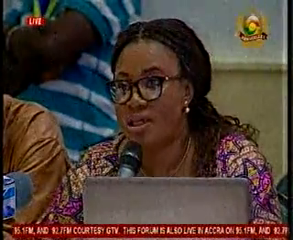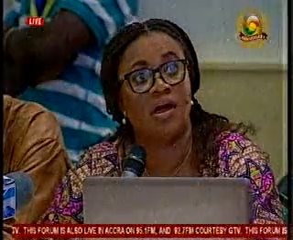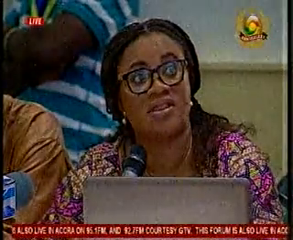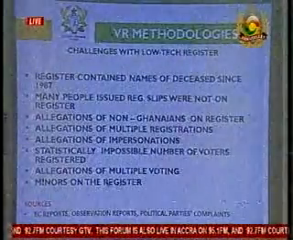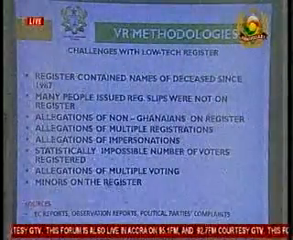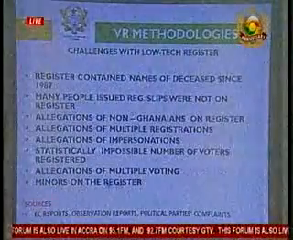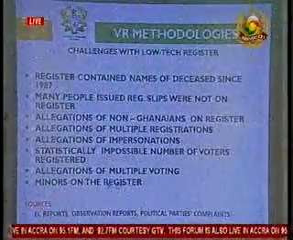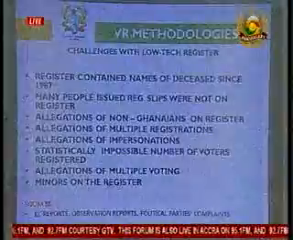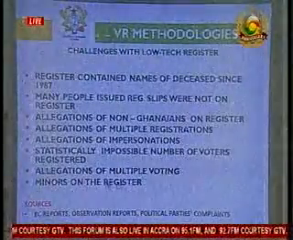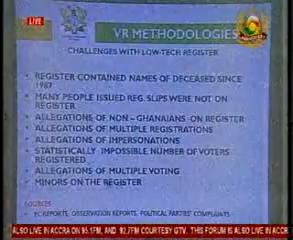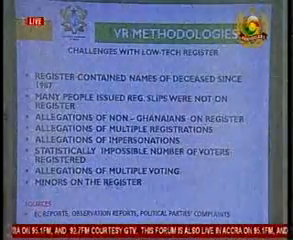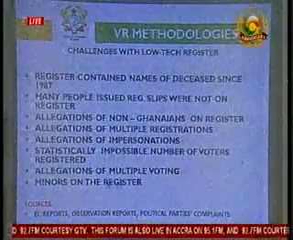Now, there were a lot of challenges with the low-tech register. There were allegations that it contained names of deceased persons who had died since 1987, because we hadn't really... And of course, there were allegations that some of these dead people managed to vote. Some people got registration slips even though they were not on the register. There were non-Ghanaians allegedly on the register. There were multiple registrations, allegations of impersonations.